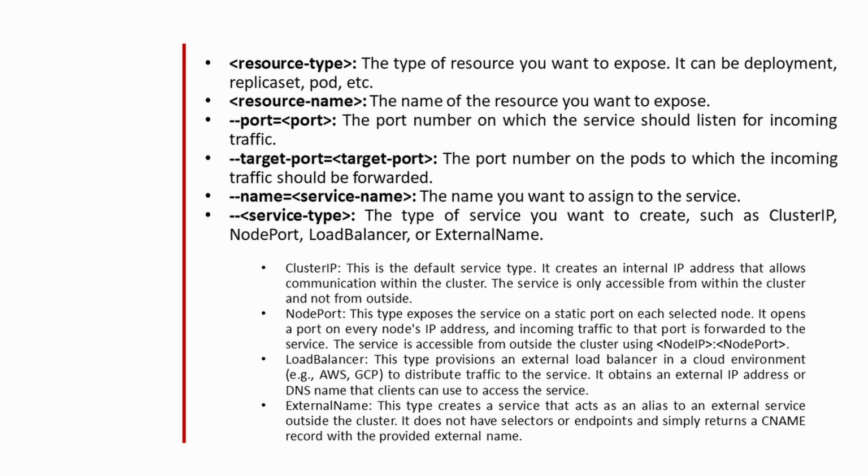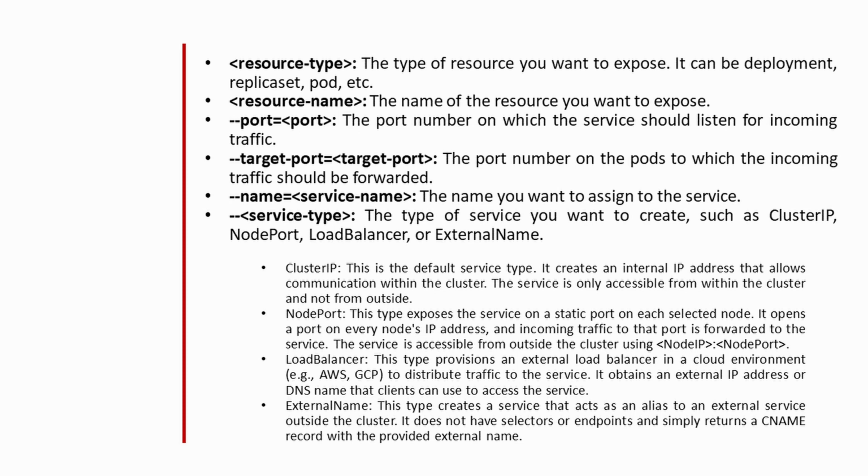Resource type: the type of resource you want to expose. It can be deployment, replica set, or pod. Resource name: the name of the resource you want to expose. Port: the port number on which the service should listen for incoming traffic. Target port: the port number on the pods to which the incoming traffic should be forwarded. Name: the name you want to assign to the service.